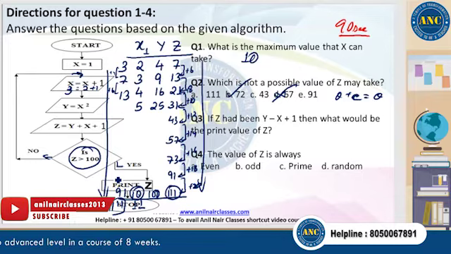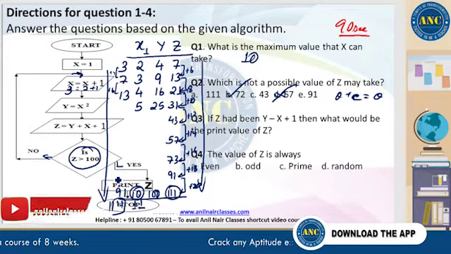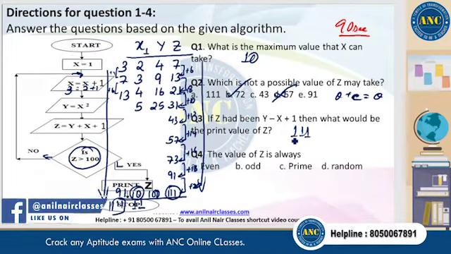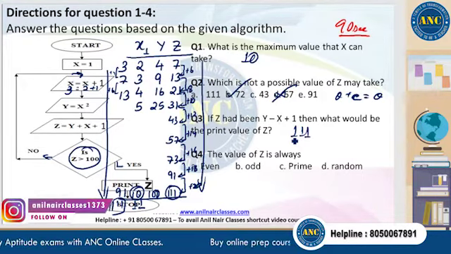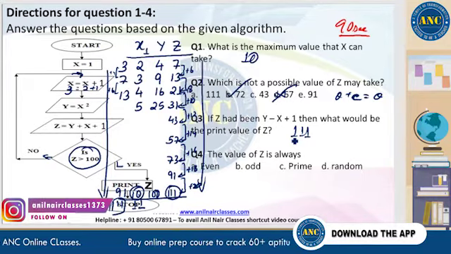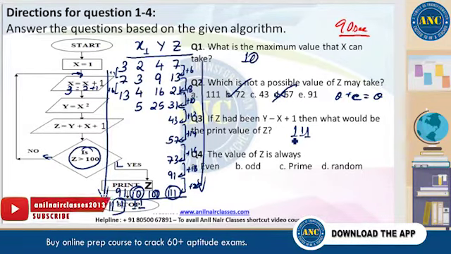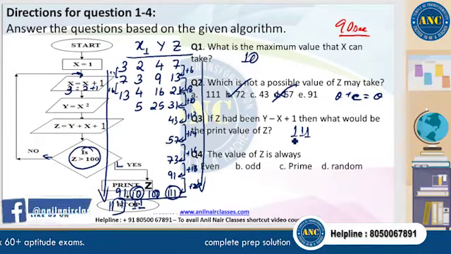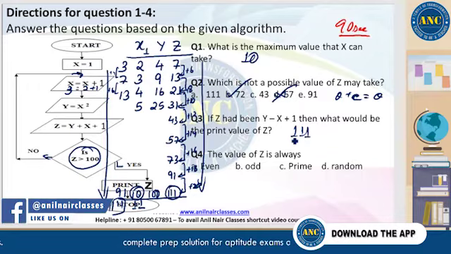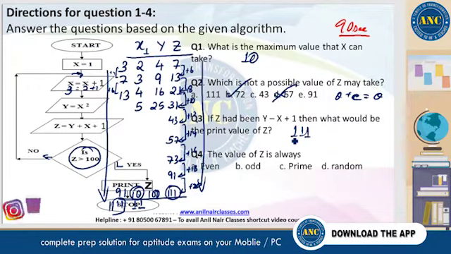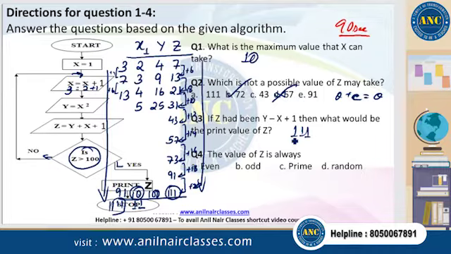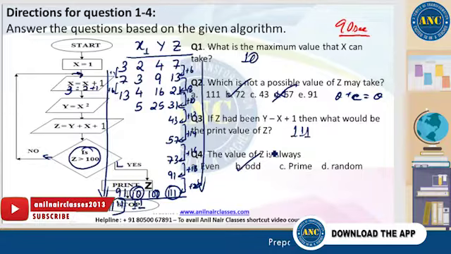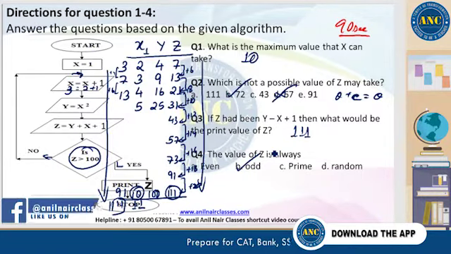If z has been y minus x plus 1, then what will be the print value of z? Of course, it will be 111, right? You notice how both the series are pretty much the same, only that in one case the series started a number ahead, in the other case the series started a number behind. Okay, and that's all. I think we have the last one in this question. The value of z is always odd, right? Does it solve the case? Right? Simple one. I think we got to go to the next question.